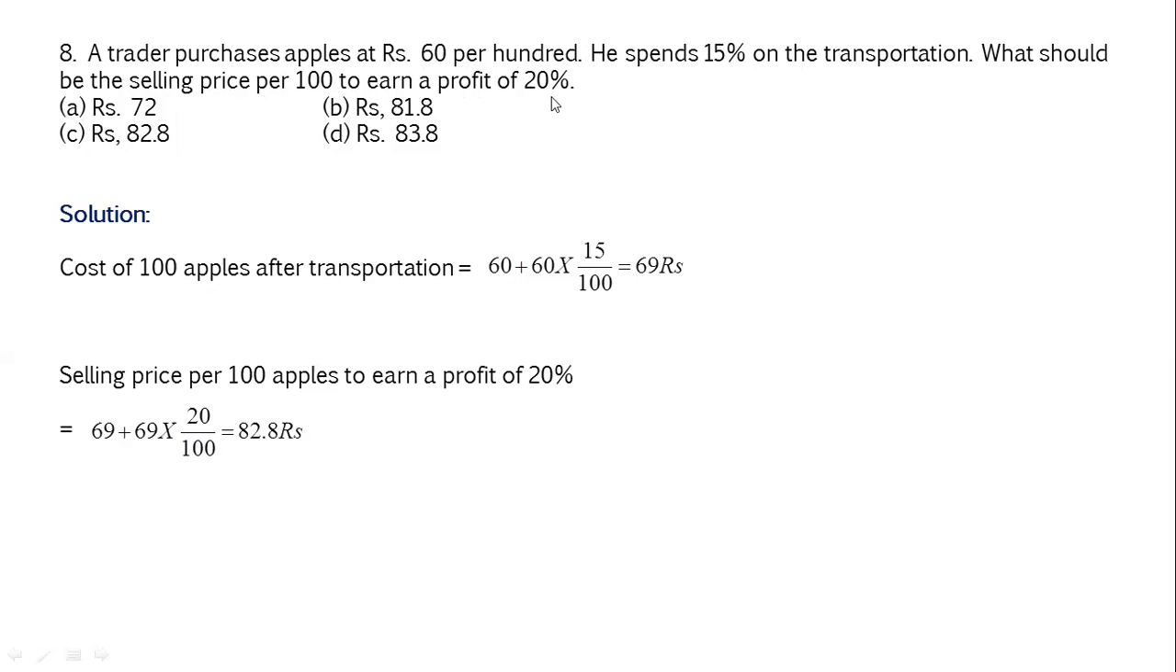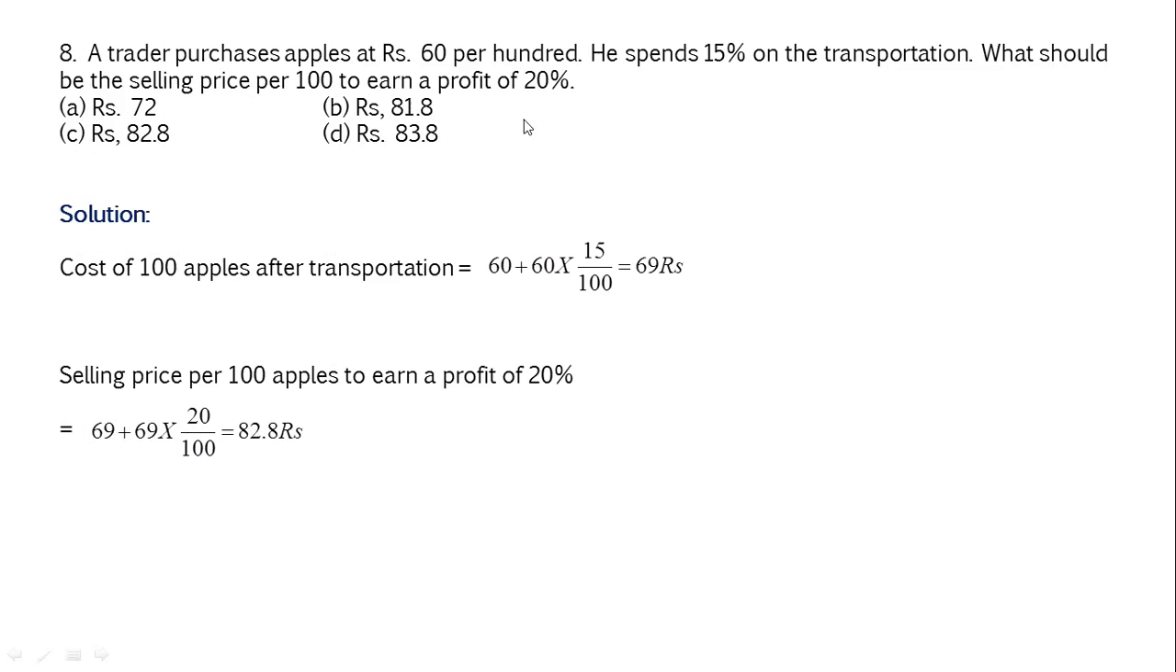So there is one trader who purchased apples at rupees 60 per 100. That means 100 apples for rupees 60. He spends 15% on transportation. So what is 15% of 60? That we have to calculate. That value you have to add in the cost price.